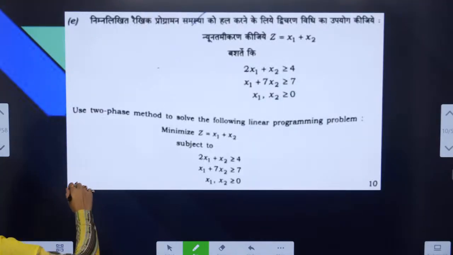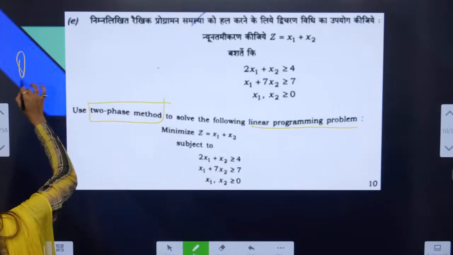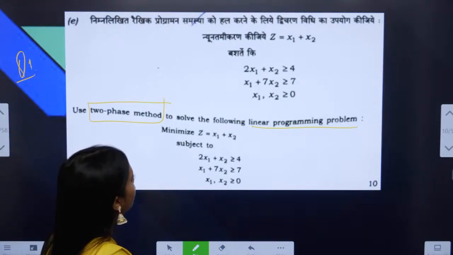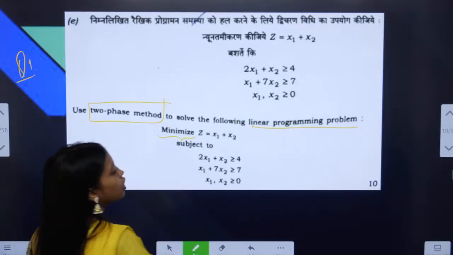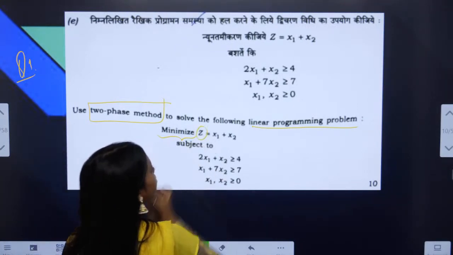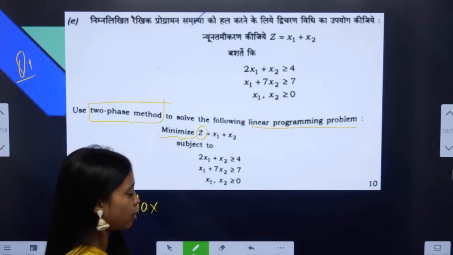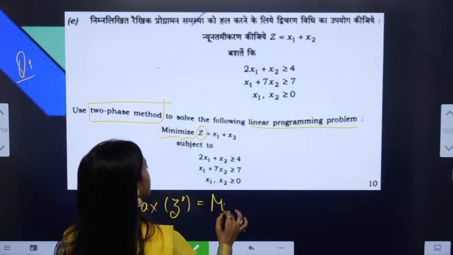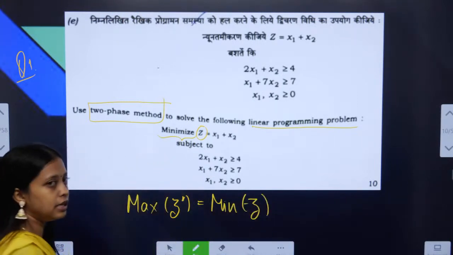Then we have E. It was from LPP. The problem was this, two-phase method, question number 1. First of all, whenever in LPP you see minimize, what you do? You change it. You take another function. For example, z is my function over here. So, this is not what you solve. You solve the maximization problem. So, maximize some z prime where this is actually equal to minimum value of z, minimum value of minus z, right.